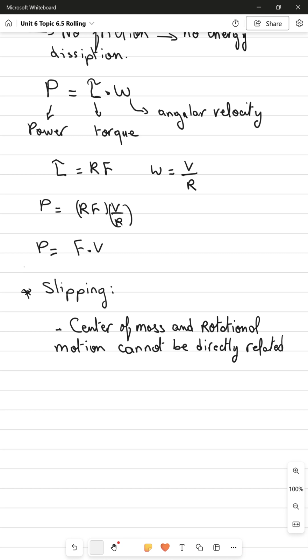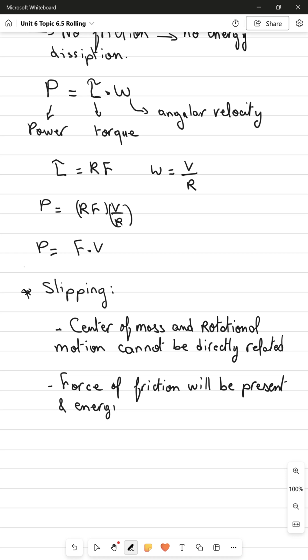So, for example, when it was without slipping, the center of mass will go in a straight line. That's why we said translational. And for the rotational motion, we have the I for it. The force of friction will be present. And if we have friction, it means there will be energy dissipated.